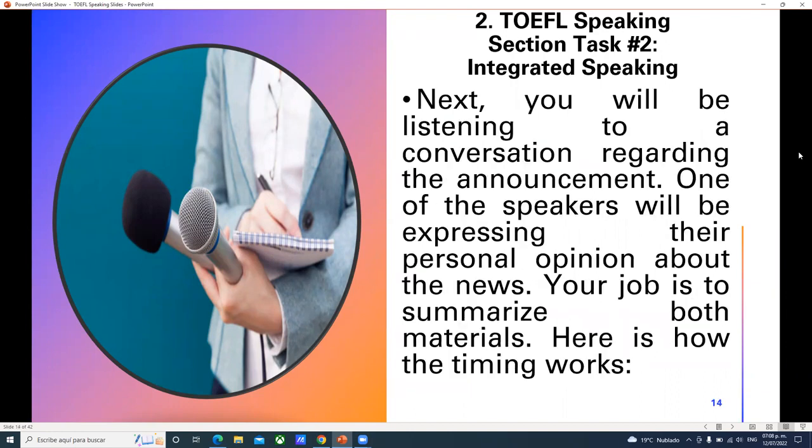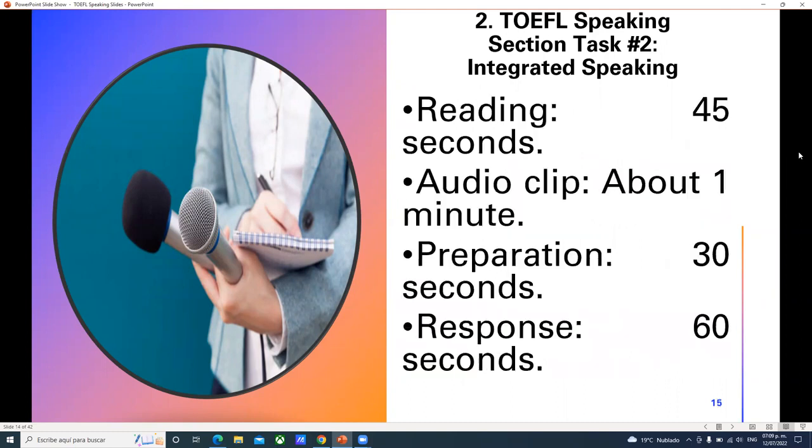Next you will be listening to a conversation regarding the announcement. You're going to receive a conversation between two students, and one of those speakers will be expressing their opinion about the news. Your job here is simply to summarize both materials. Here is how the timing works.